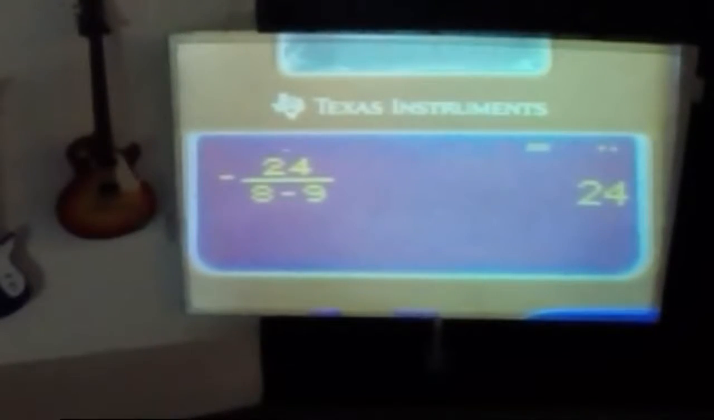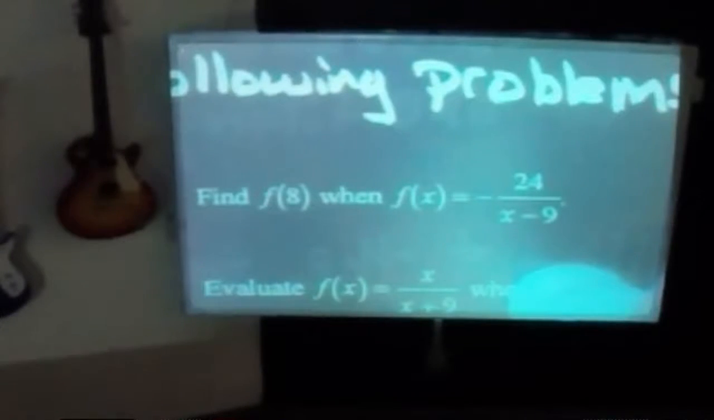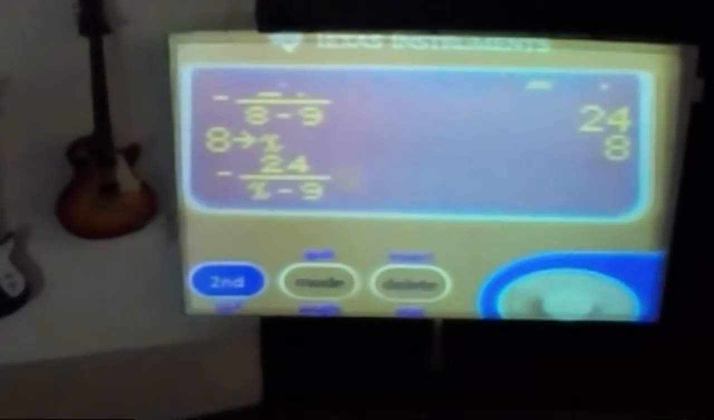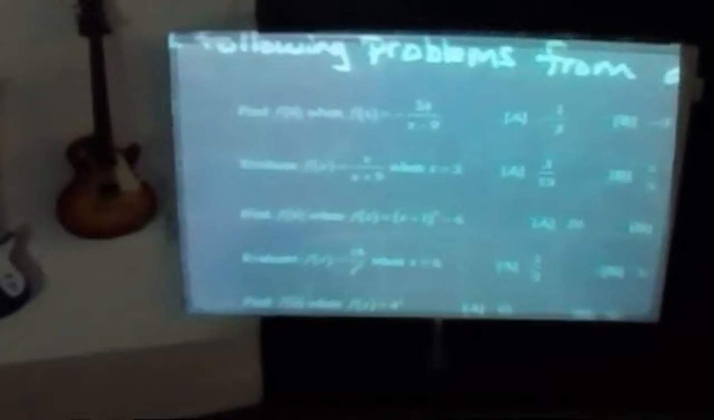Regular 24. Now, another thing you can do, I'm only going to do this in the first one, but if you get to use the store button, you could say 8 stores x, and then you could put f of x in just like it looks. That's convenient if you're going to have to do a lot of these, because you already have it typed in. Now I can just go negative 24 over x minus 9. If I've stored 8 for x, now I can just do it that way. I won't do that every time, just so you can.